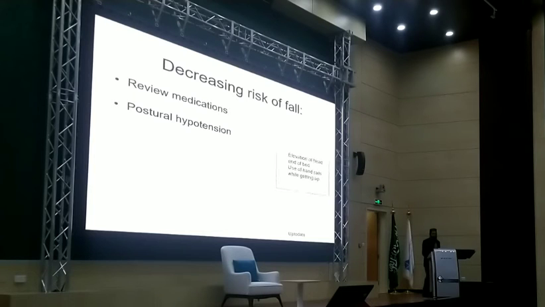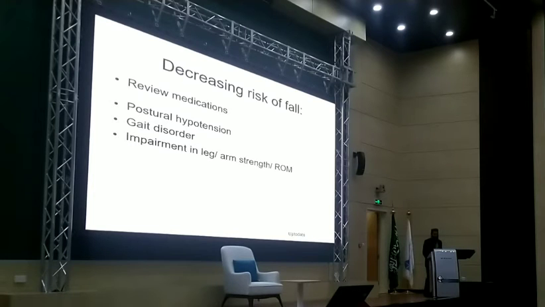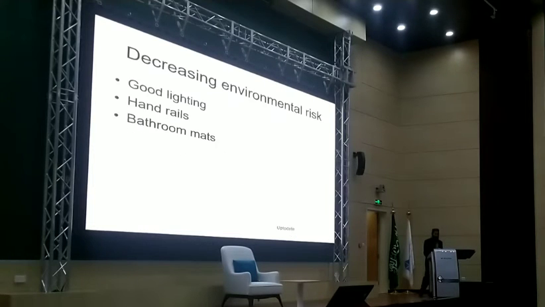Postural hypotension we discussed. Gait disorders. To give the intervention, you can ask the patient to use assistive devices, strengthening and balance exercises. So physiotherapy is very important in gait problems. Impairment in leg and arm strength, so resistance exercises are going to be important. Vitamin D supplementation is also going to give good benefits in those patients. Hip protectors if required.